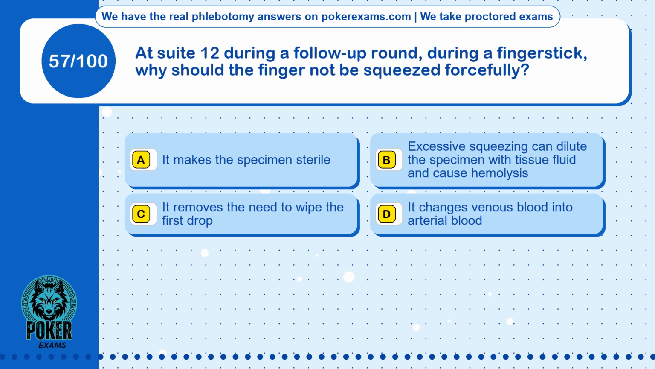Question 57. At Suite 12 during a follow-up round, during a finger stick, why should the finger not be squeezed forcefully? Option A. It makes the specimen sterile. Option B, excessive squeezing can dilute the specimen with tissue fluid and cause hemolysis. Option C. It removes the need to wipe the first drop. Option D. It changes venous blood into arterial blood.